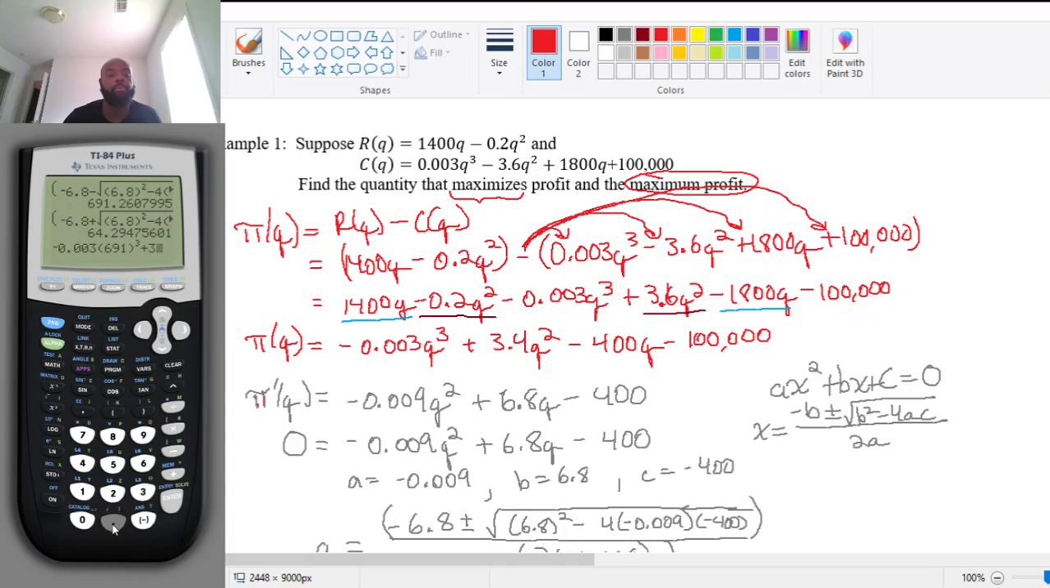Plus 3.4 times 691 squared minus 400 times 691 minus 100,000. And we get $257,217.29.